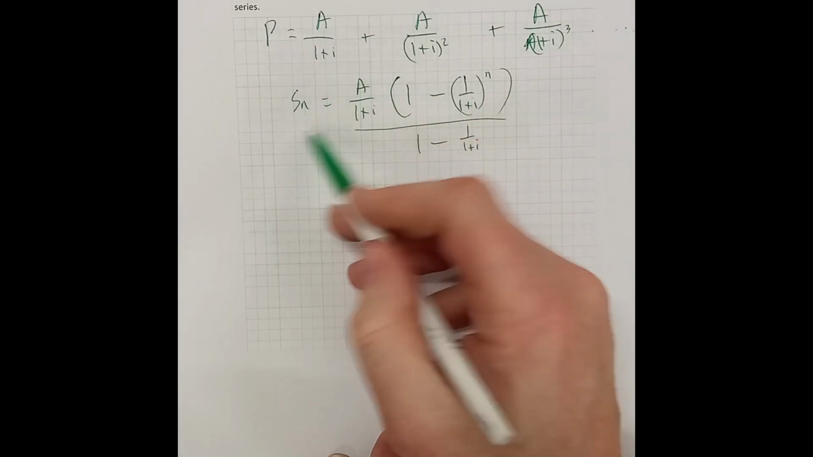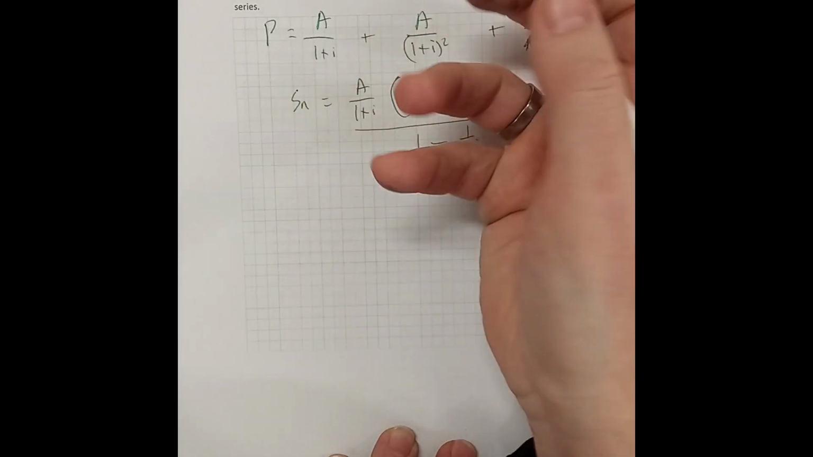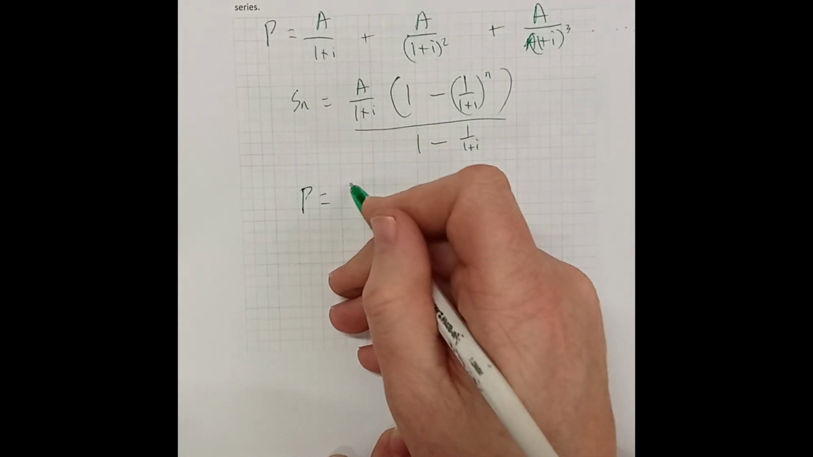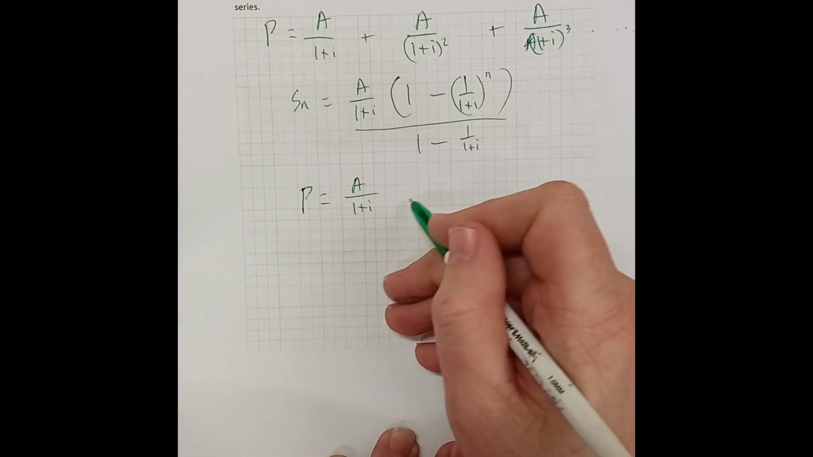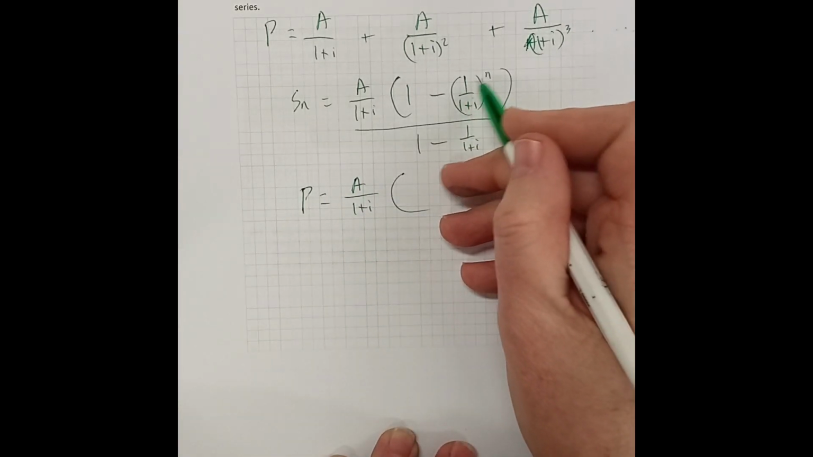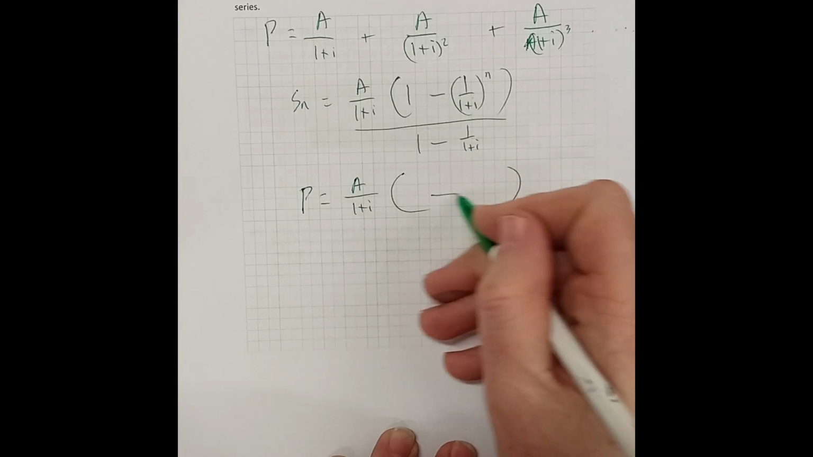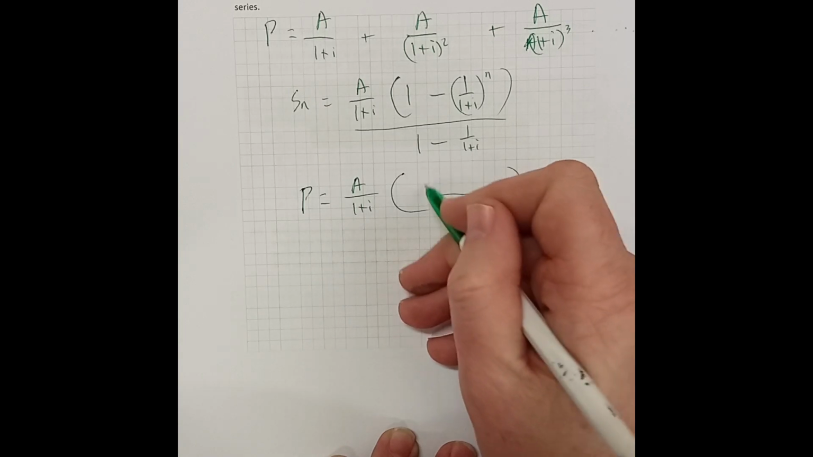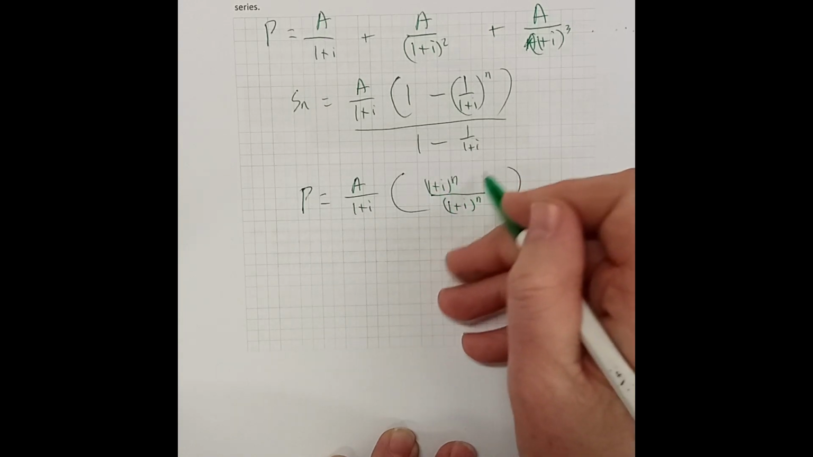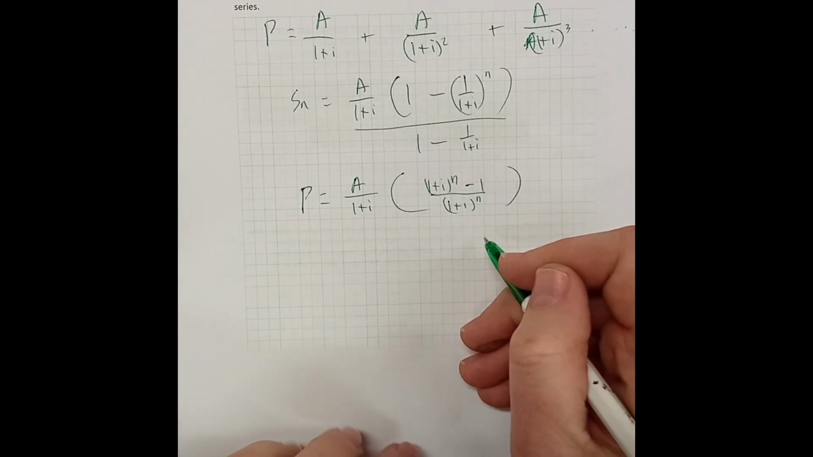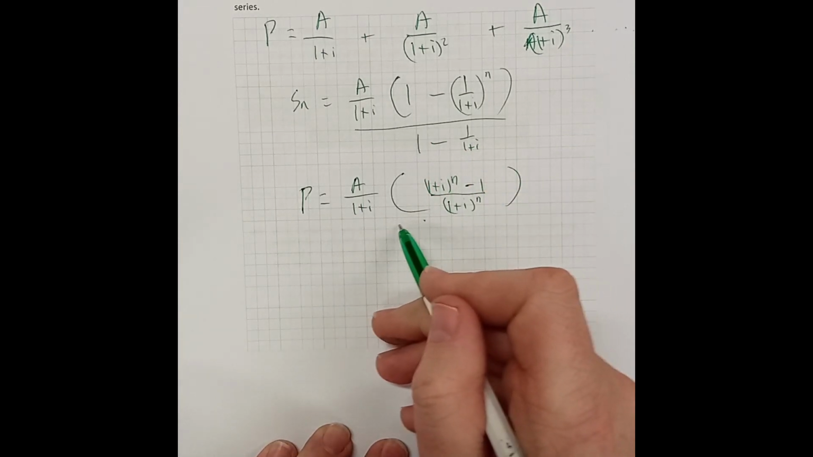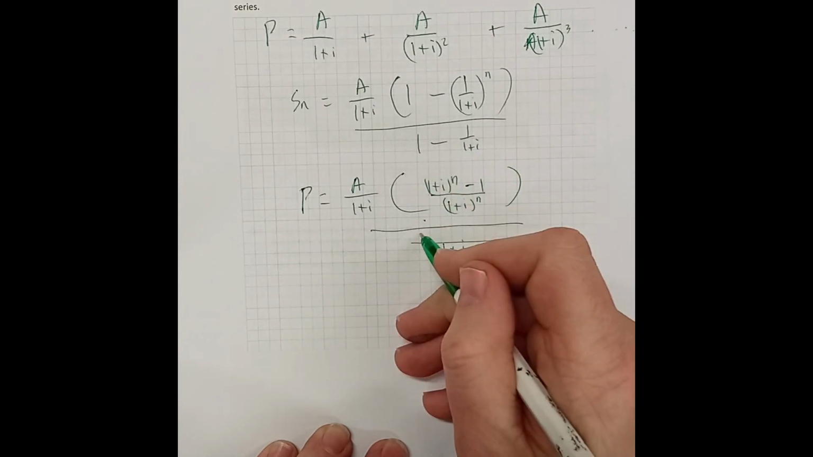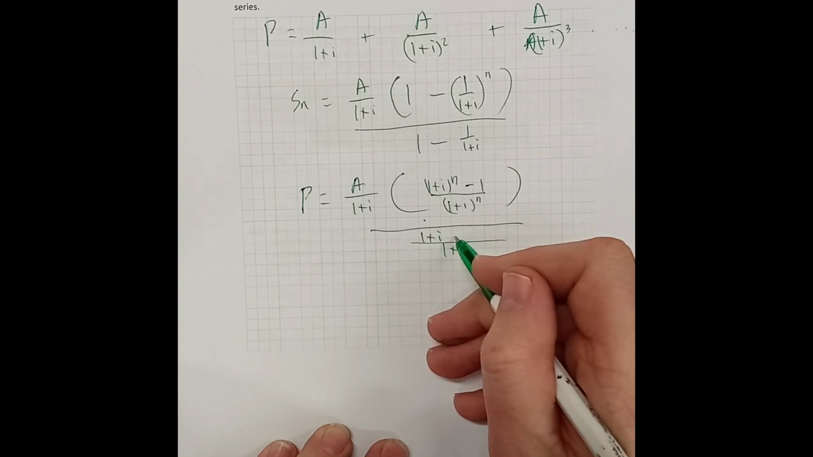Okay, so at the end, this is going to be our P. So P is equal to a over 1 plus i. Now, when I bring that n in, that's still 1. When I bring it in there, we get a common denominator on the top of 1 plus i to the n, and on the top here, we get 1 plus i to the n minus 1. Okay? On the bottom of this fraction, common denominator of 1 plus i, and then we've got 1 plus i minus 1.